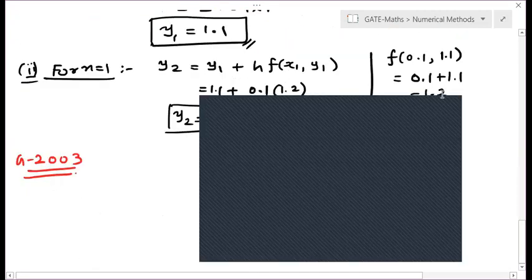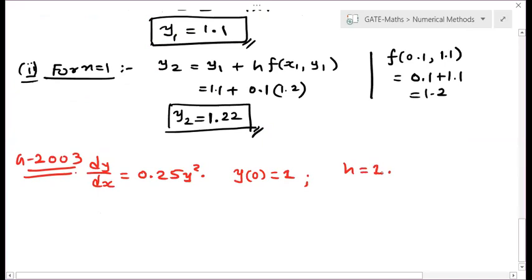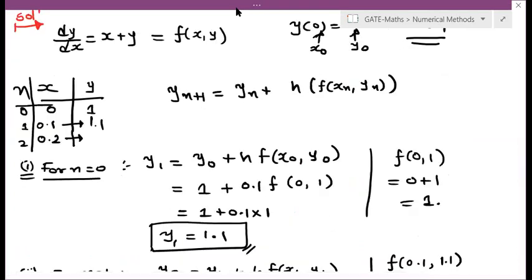Now, the GATE 2003 question: dy by dx is equal to 0.25 y square, y of 0 equal to 1, h equal to 1. Yes, Roshan? One more time the last step. Okay, why not? See over here, what to do in the last step? Yes, see.